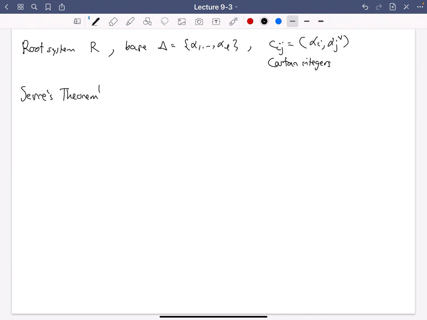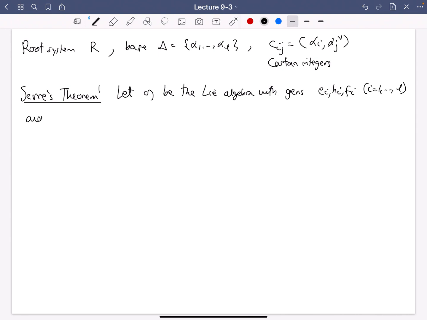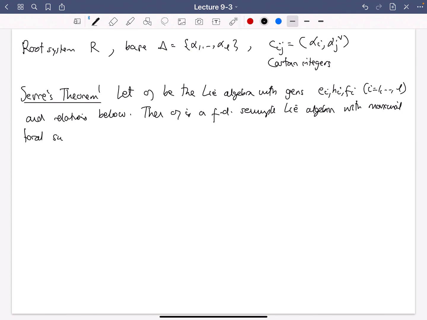I think I called it Serre's theorem prime. Catchy name. It says: let G be the Lie algebra with generators e_i, h_i, f_i, i going from 1 up to l, and relations, I'll write them down below. Then G is a finite dimensional semisimple Lie algebra with maximal toral subalgebra T generated by the h's, they commute, and the corresponding root system was the root system we started with.